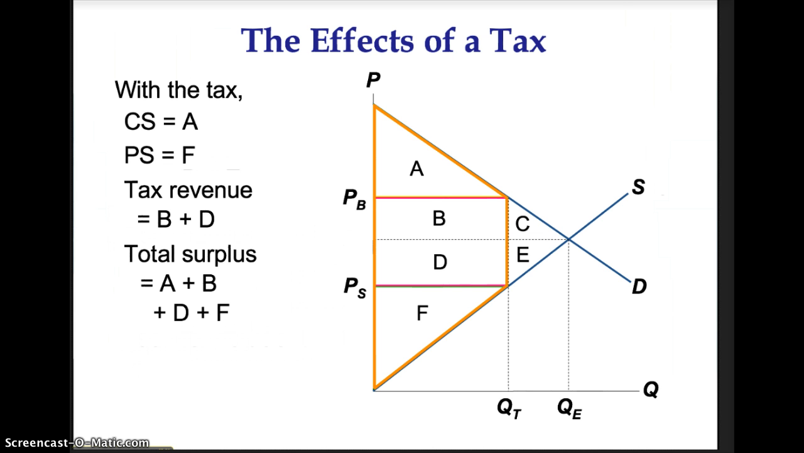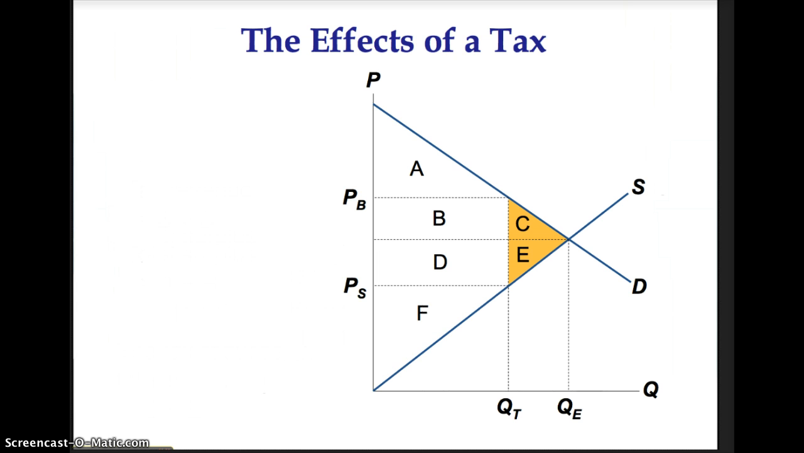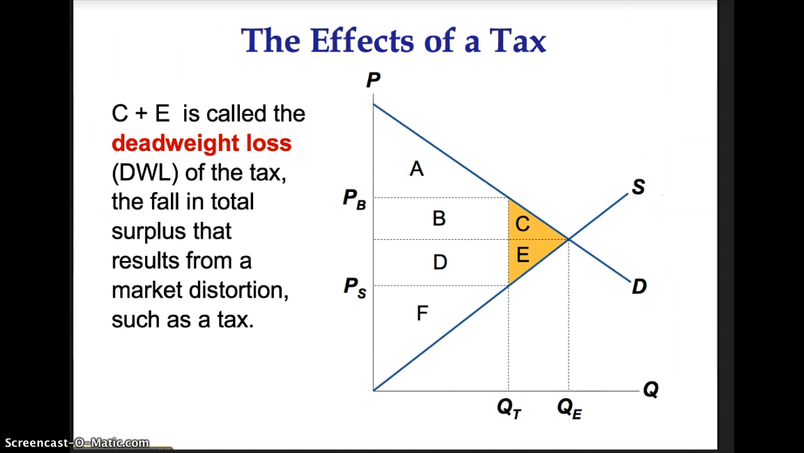The tax reduces consumer surplus by the area of C and producer surplus by the area of E. C and E are called deadweight loss, or DWL for short. Deadweight loss is the fall in total surplus that results from market distortion, such as a tax.